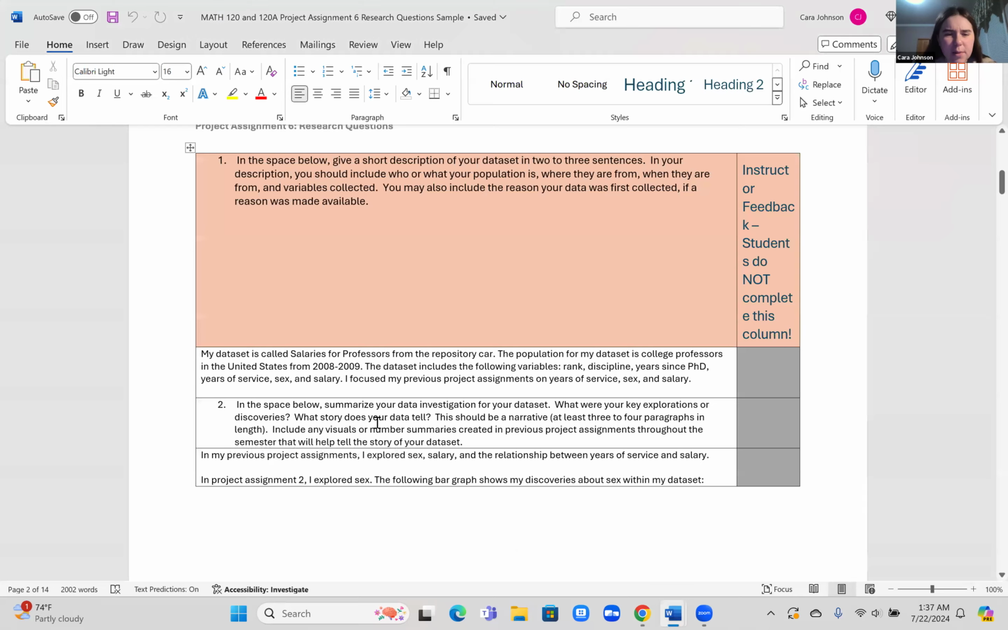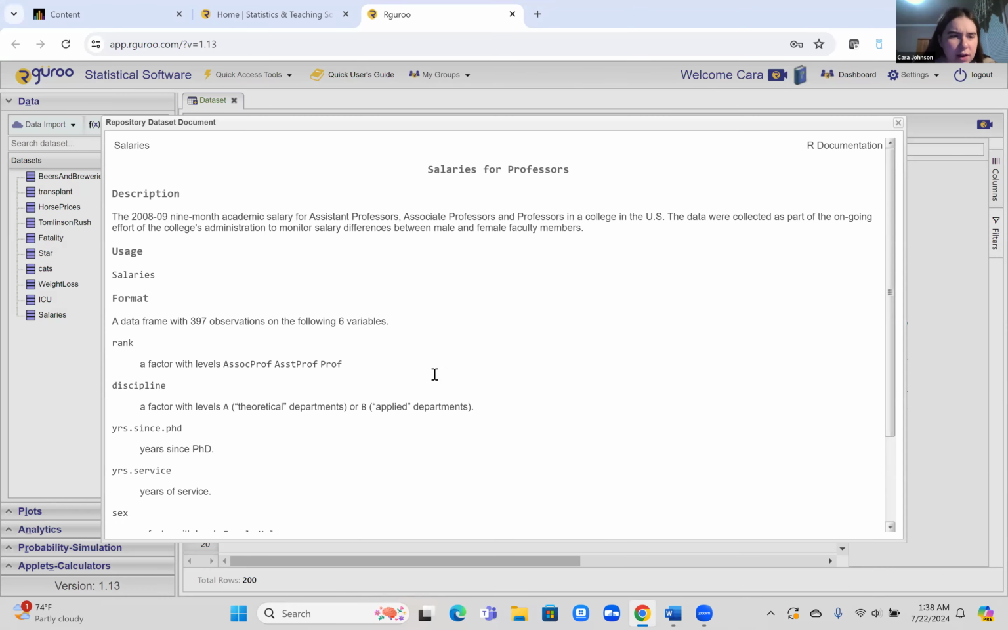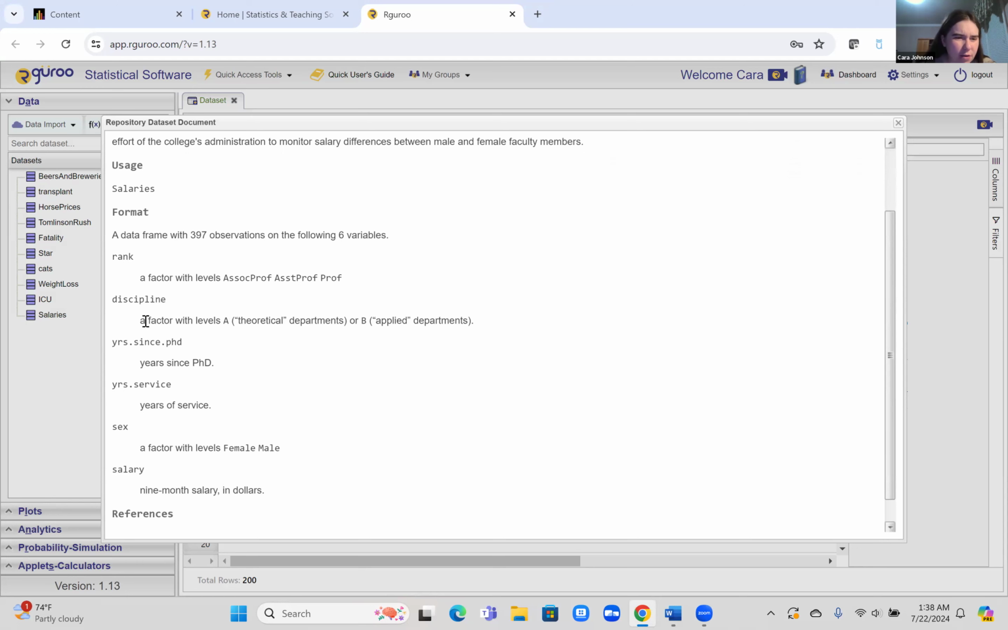Okay, so back to my document. So that's where all this came from. So that kind of answers who the population is, what's the large group the sample was taken from, where they're from, when they're from, and then the variables. So you can get that probably from this page. So I listed these 6 variables here. You can also get that just by opening the data set.